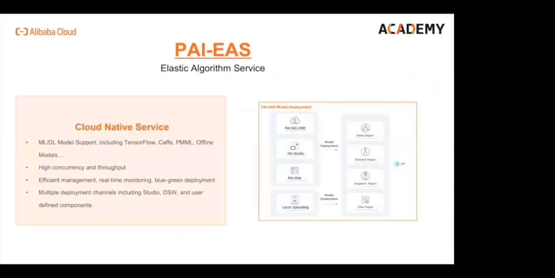Then there's PAI EAS. Once you've produced a model in either our notebook interface or in PAI Studio, then you can go to PAI EAS to deploy that model out as an API. So you can make that model available to users on the internet or to internal users via a private endpoint as a RESTful API interface. So you can take your model and make it available directly as an interface that other people can integrate into their applications.